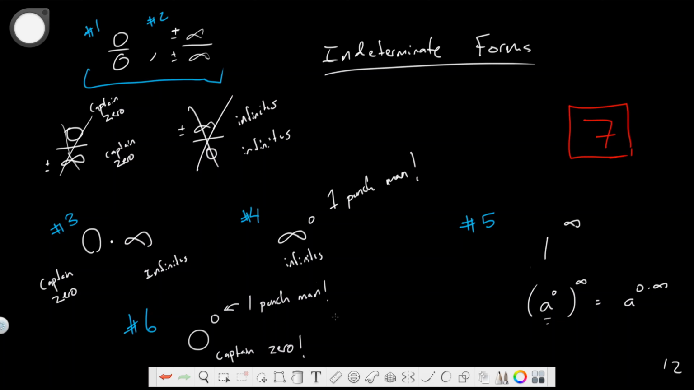All right, this is a battle. This is our 6th indeterminate form. 0 over 0, infinity over infinity, 0 times infinity, infinity to the 0, 1 to the infinity, and 0 to the 0. We have one more.